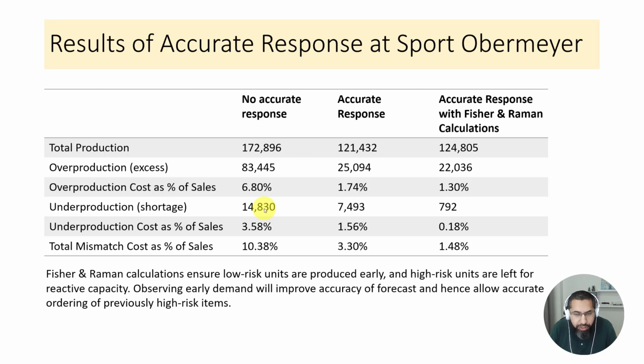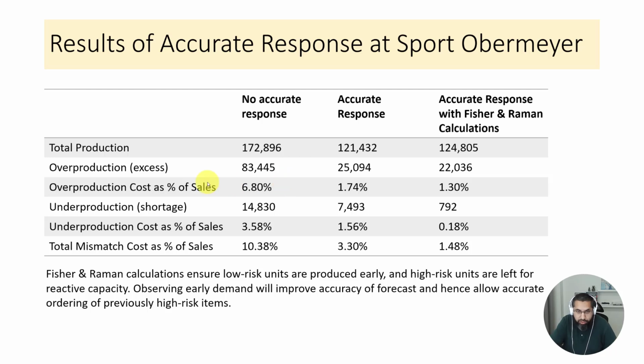How can you overproduce and underproduce at the same time? It's for different SKUs. Some SKUs we overproduced and we had too much of them. And we know we overproduced because the selling season ended and we are left with 83,000 pieces of these SKUs. And some SKUs we had a shortage. Customers still wanted that parka or that jacket or whatever other products we sell, but we had nothing in stock. And so we turned away 14,830 potential customer orders.